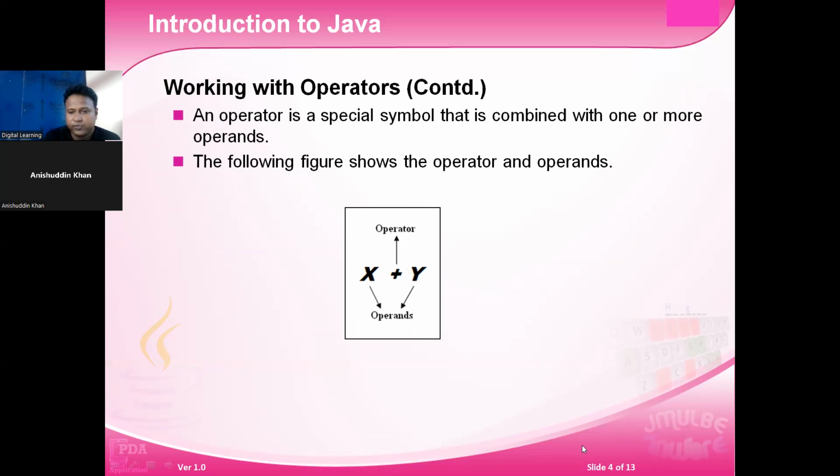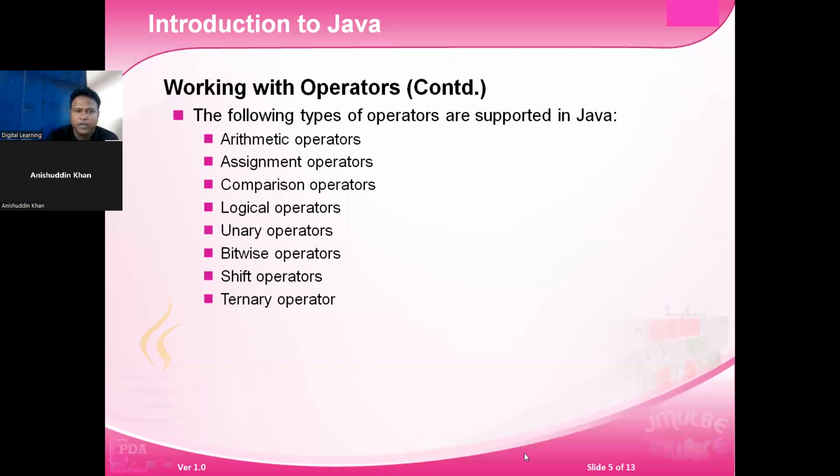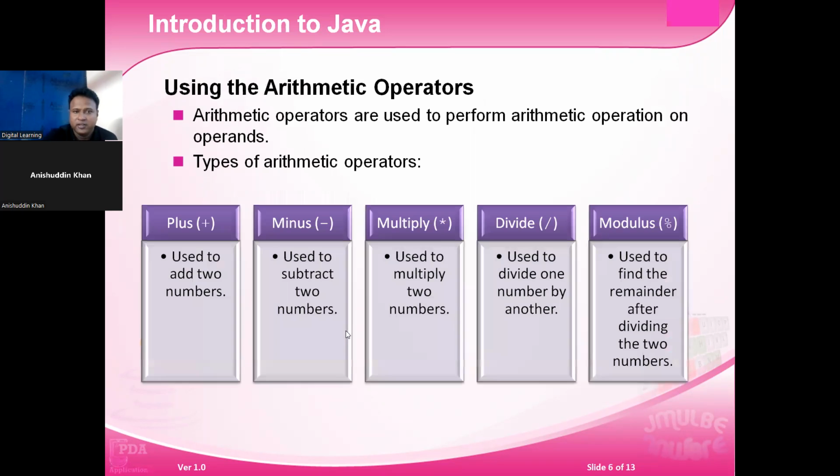There are types of operators: arithmetic operator, assignment operator, comparison operator, logical, unary, bitwise shift and ternary operator. In arithmetic operators, we are using plus, minus, multiplication, division, modulo. So these are called the arithmetic operators. Modulo means showing the remainder part, that is, after dividing the number, modulo shows the remainder part.